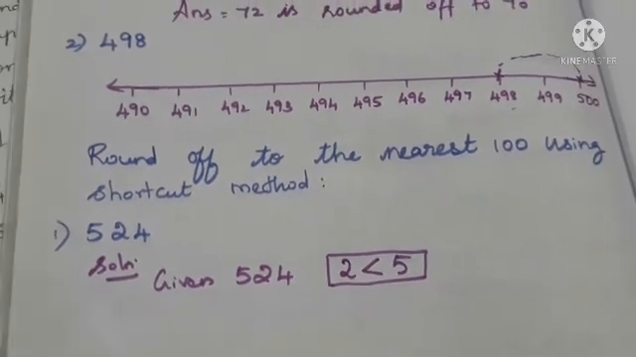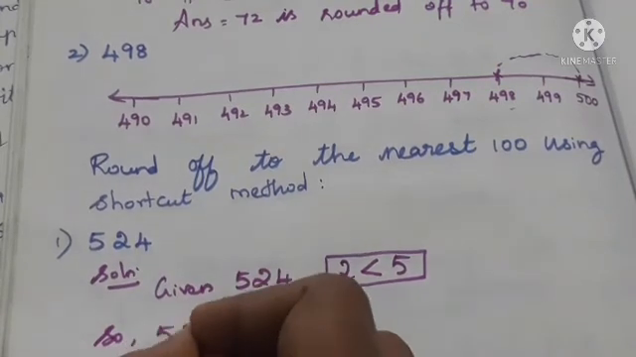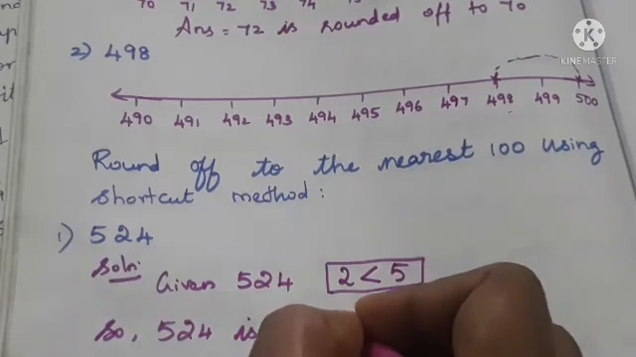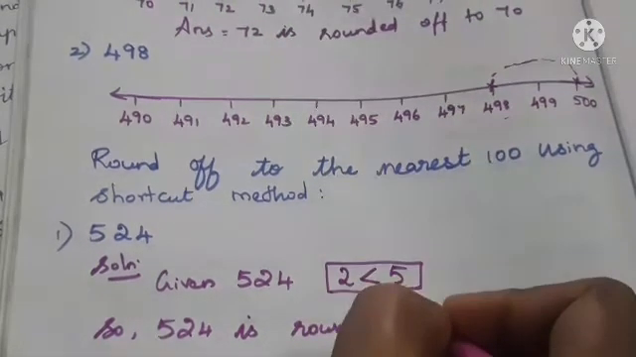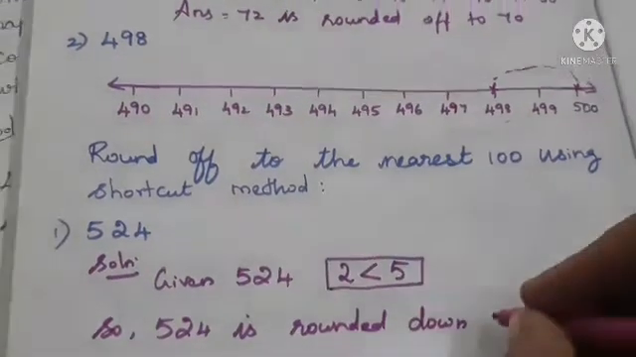We can write the answer as: 524 is rounded down, not up, because it is less than 5. So rounded down to what?